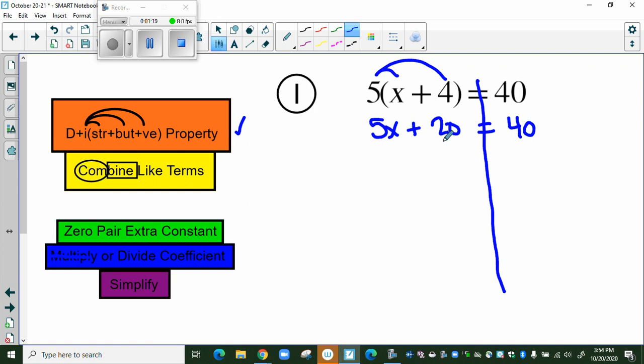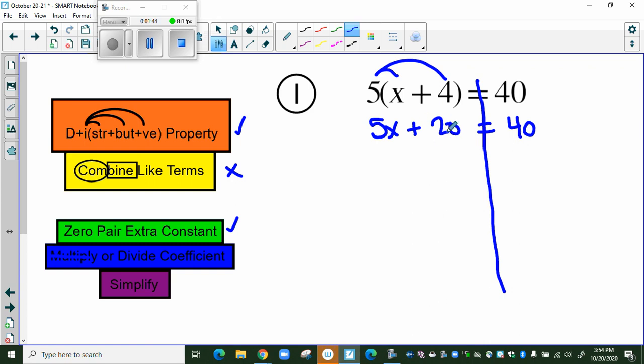Then you're going to look for like terms, but we don't have any. If you look on the left side, you'll notice you have a variable and a constant, and you know that you can't add variables and constants together. On the right side, you just have one number. So this problem does not have like terms. We're going to look for the extra constant to zero pair. When we say extra, we talk about a constant that's on the same side with the variable, and that would be this 20. We want to get rid of that.